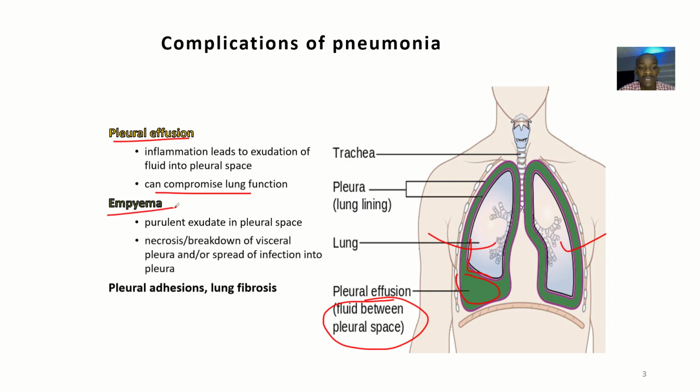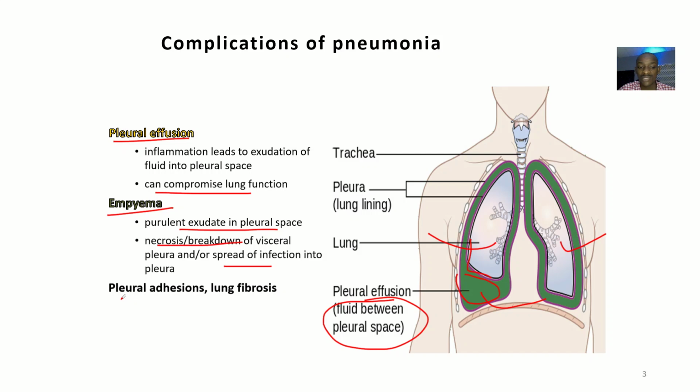Then empyema. Empyema is what? Purulent exudates in the pleural space or pleural cavity. Presence of pus. So now we are not talking about fluid anymore. If there's pus here, mucus, right? So that means there has been tissue death, there's tissue necrosis, tissues are decaying and all that. So we have presence of pus in the pleural space, and this can be a complication of pneumonia. So this is due to necrosis or breakdown of the visceral pleura or spread of infection into the pleura, okay?